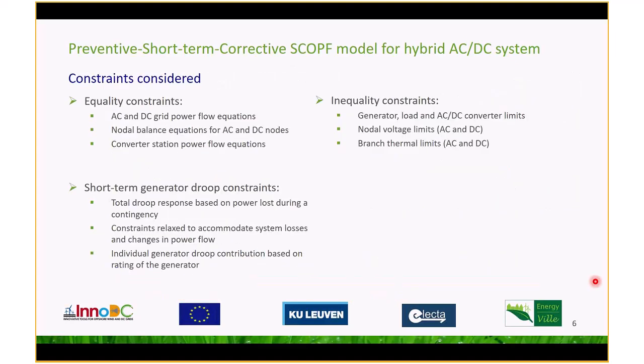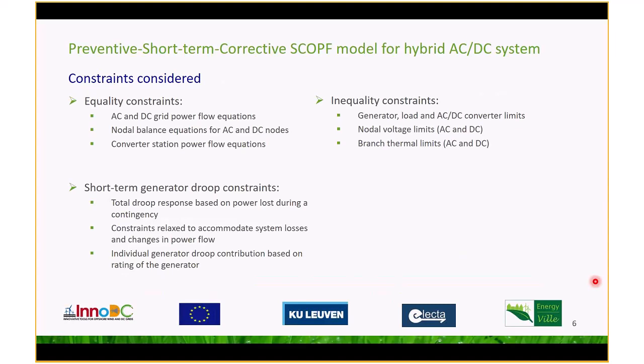The constraints included for this optimization problem include the equality, inequality, and group constraints. The equality constraints include the AC grid and DC grid power flow equations, the nodal balance equations for AC and DC nodes, and the converter station power flow equations. The inequality constraints comprise of generator, load, and converter limits, the nodal voltage limits, and the branch thermal limits.